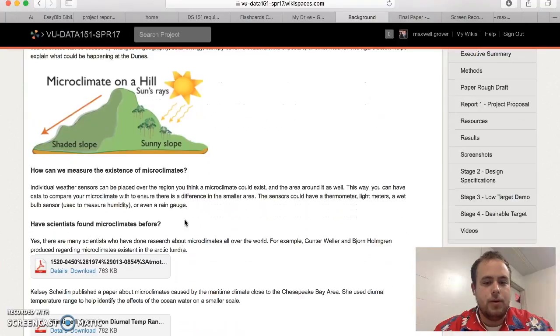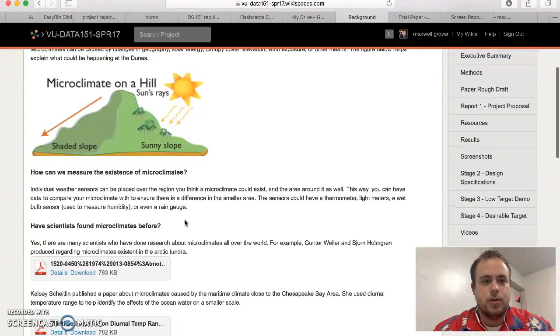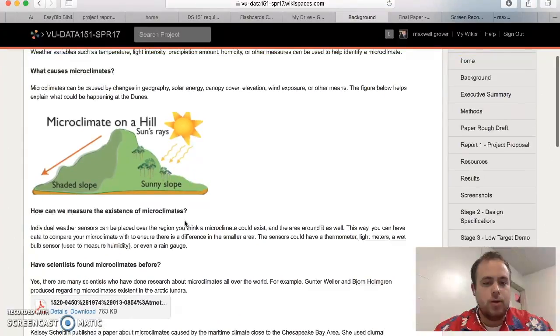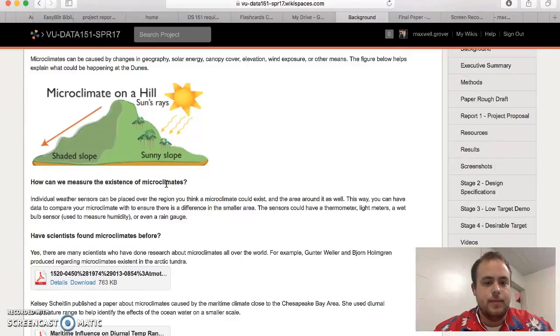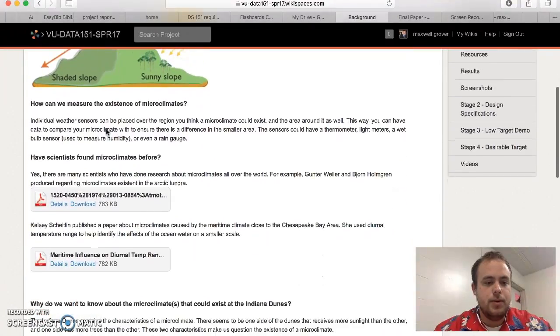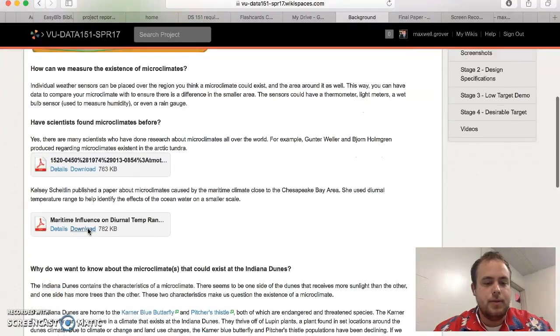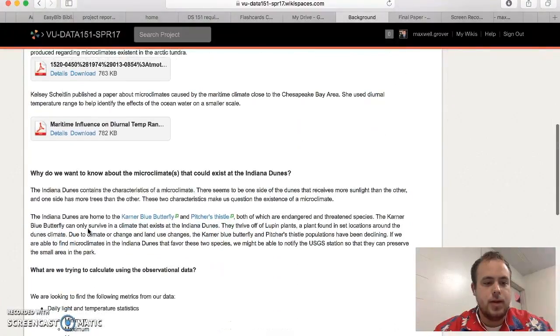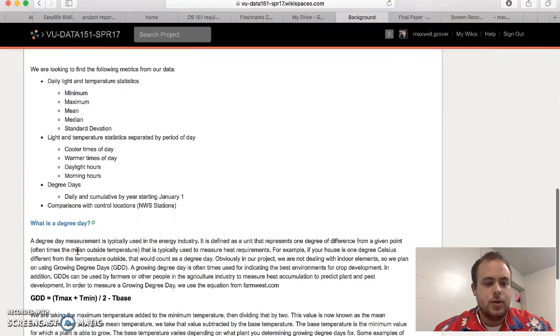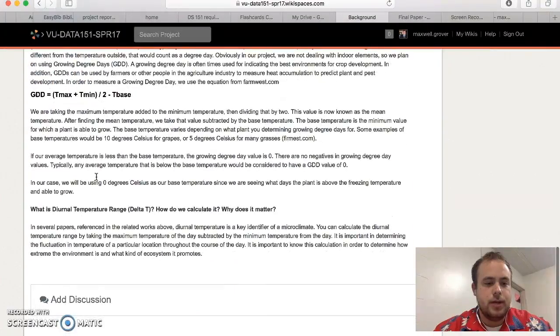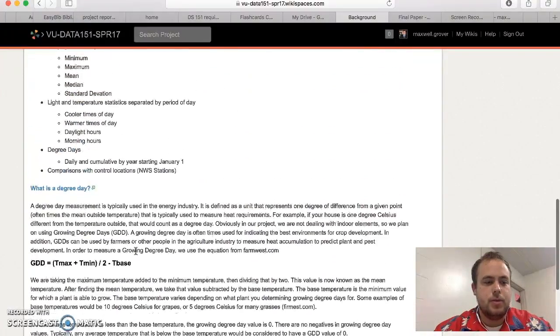And why do we really care about microclimates? It's because we want to determine whether or not there are smaller microclimates that are more conducive for the Karner blue butterfly to survive, or even the Pitcher's thistle. We were able to reference a few interesting papers that talked about methods to find these microclimates within larger climates. We also talked about even more methods, like degree day calculations, which we weren't able to go into very much, but we were able to use the diurnal temperature range, which is a very easy calculation. Again, that was referenced in one of the papers we looked over.